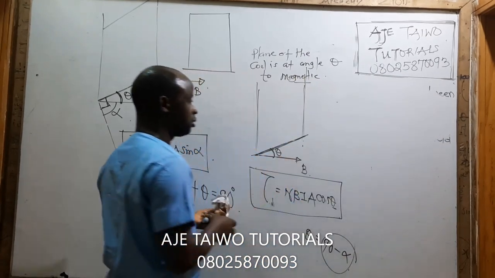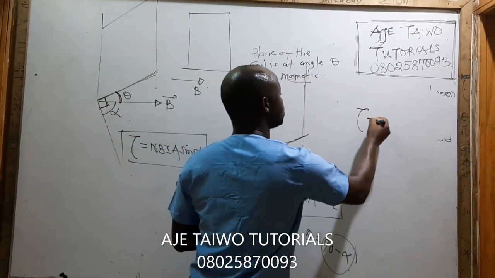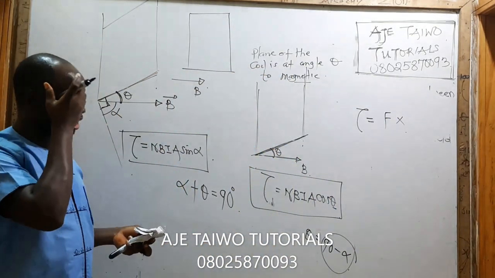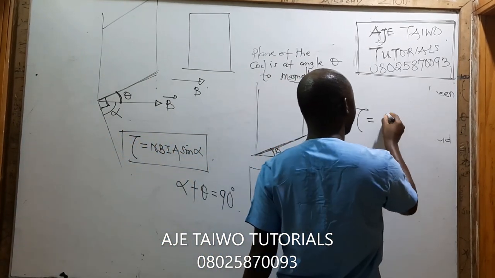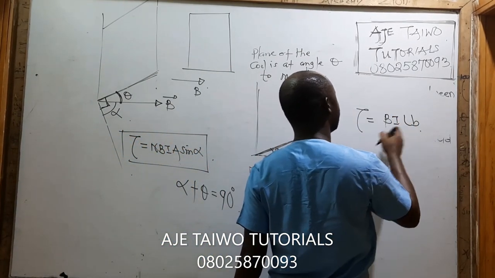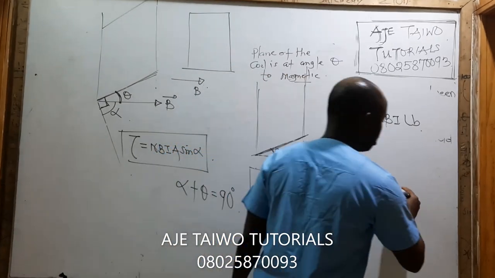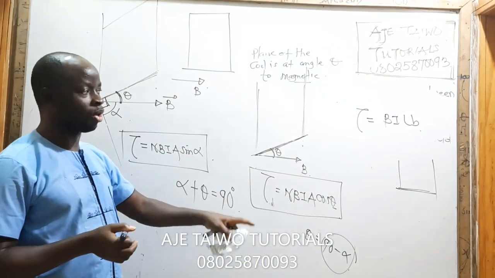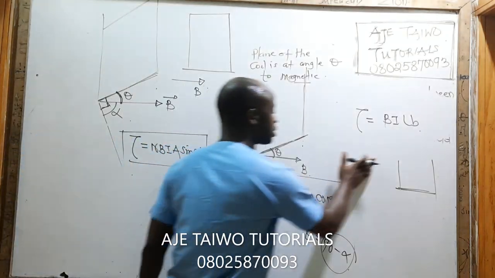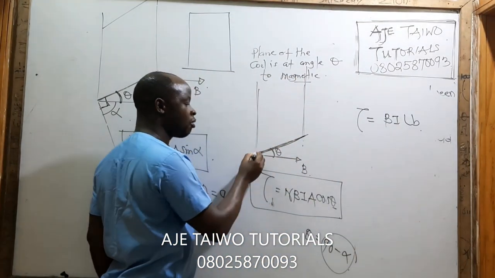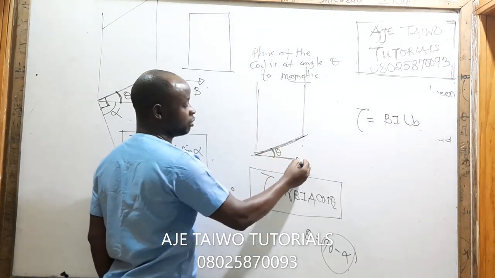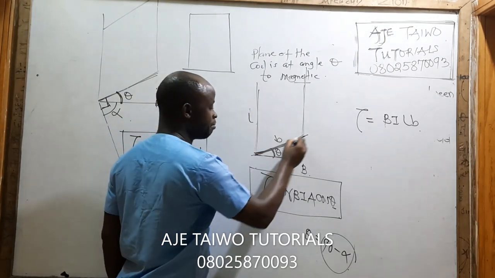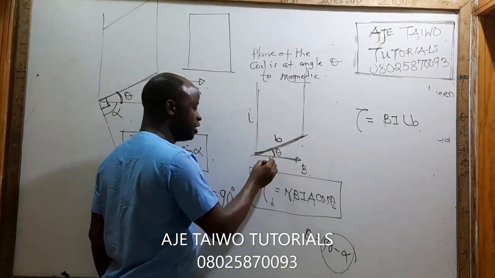How can we derive this one? Know that your torque is actually force times distance. We have said that before. We got BIL squared, refer back to the points in the notes. But if the plane is now at an angle theta to the field, that means your B is still this, your L is this length. If you take this back to this place, this B will become B cos theta.